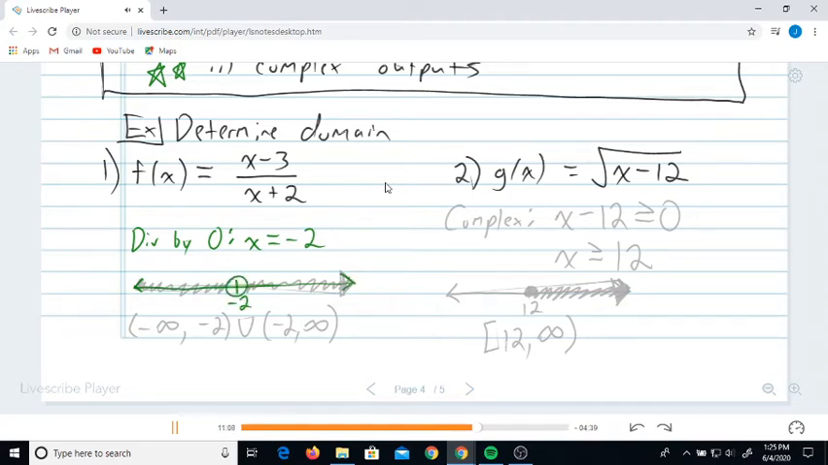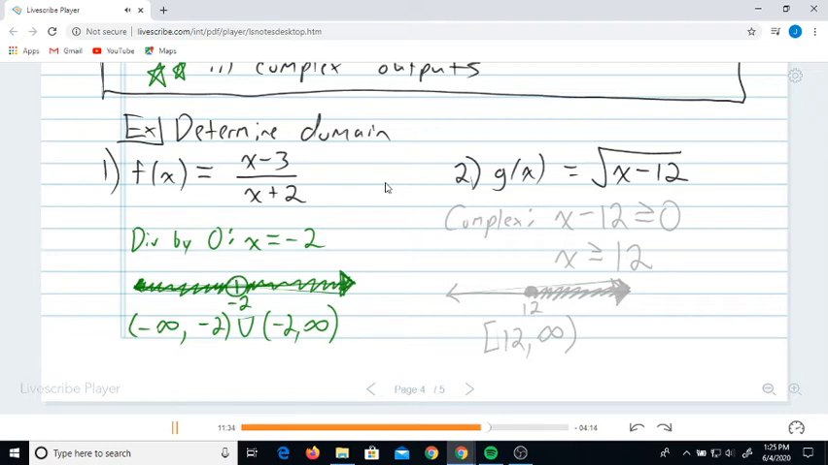So when we use an open circle for not included, we can pick any number we want so long as it's not negative 2, because negative 2 will cause division by 0. So the domain is negative infinity to negative 2, union negative 2 to infinity. You pick any number below negative 2, or pick any number above negative 2, but you can't pick negative 2 itself.